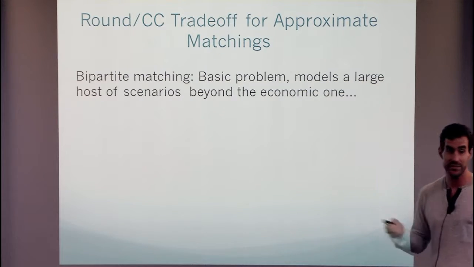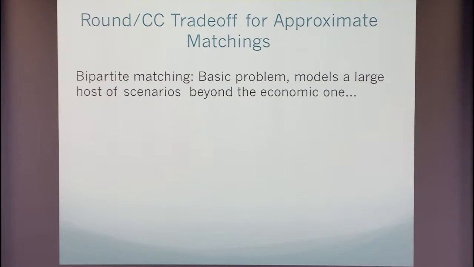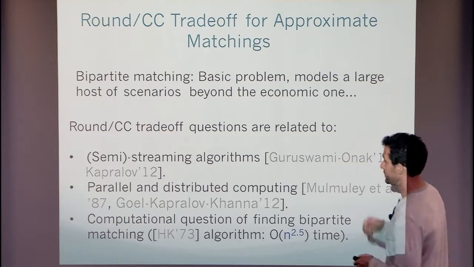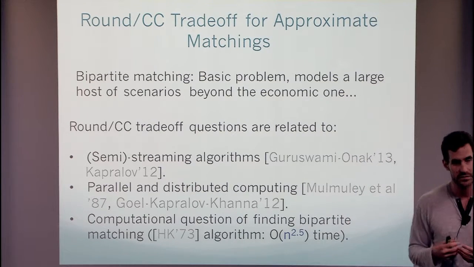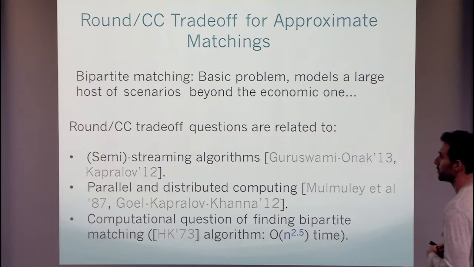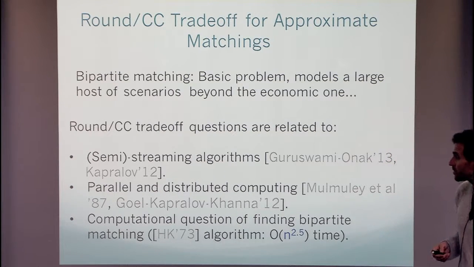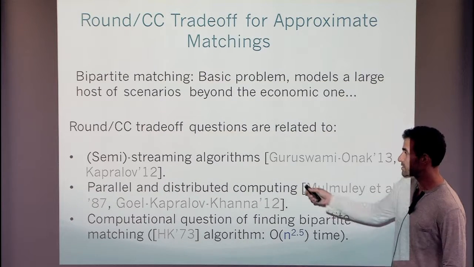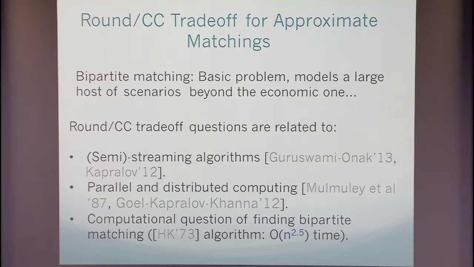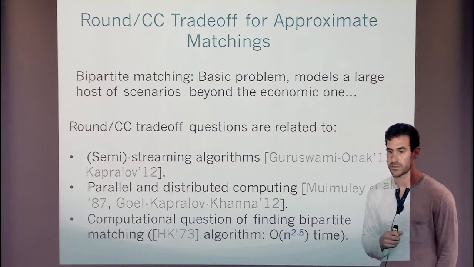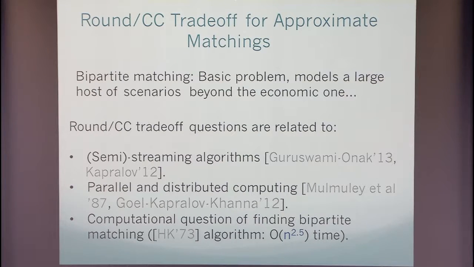Clearly, this is a very basic problem whose scope goes much beyond the economic motivation, which was the direct motivation of this work and the previous one. And in the DNO paper, it was also suggested that this question, in particular for the bipartite matching problem, is related, or at least potentially related, to other models of computation. For example, to space lower bounds in multi-pass streaming algorithms, and to parallel and distributed computation, in which the quest for a deterministic low communication parallel algorithm for distributed matching is a long-standing open problem.